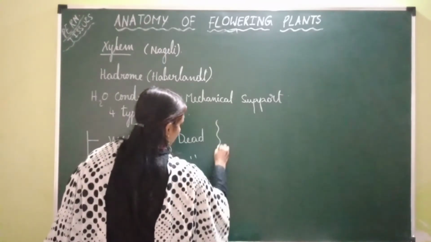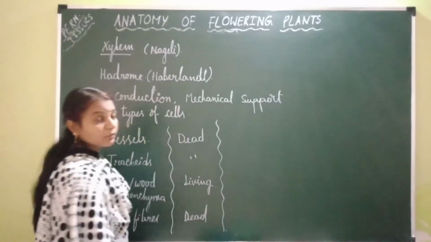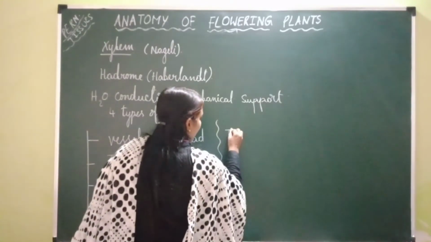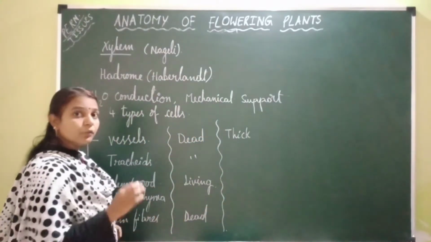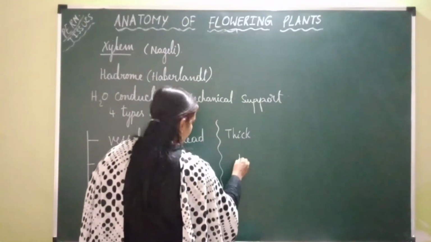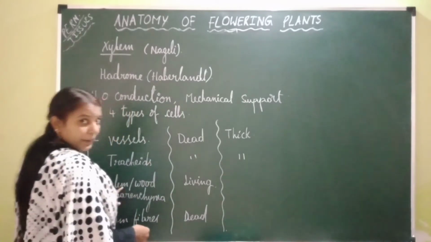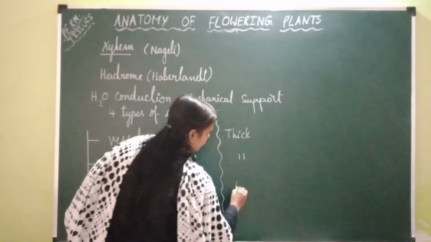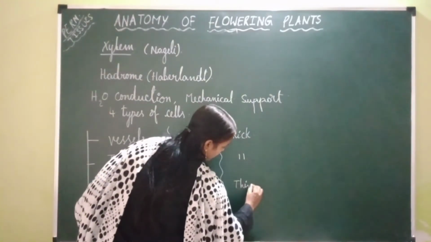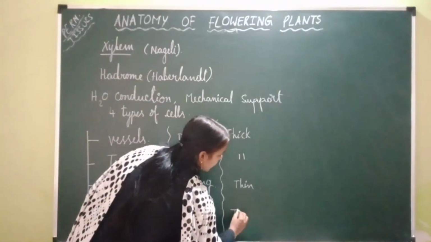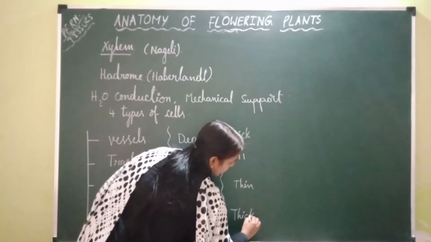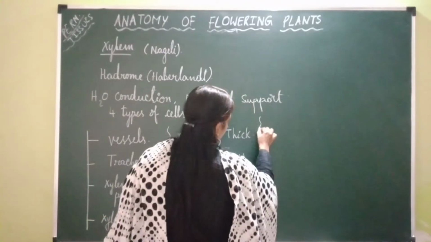Next, coming to whether they are thick-walled or thin-walled. So these vessels are thick-walled. The wall thickenings are made of lignin. Tracheids are also thick-walled, but parenchyma cells are thin-walled. And then coming to xylem fibers, xylem fibers are again thick-walled.